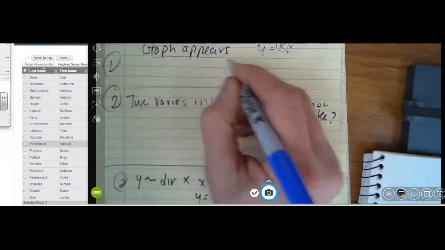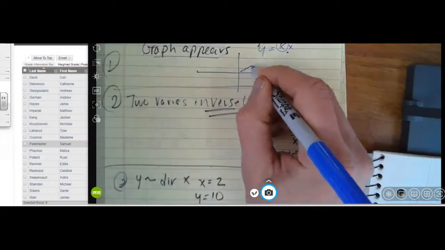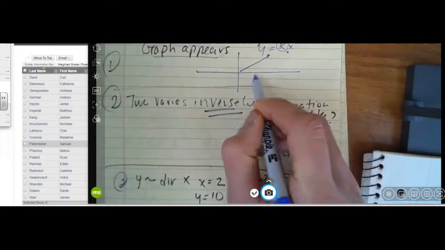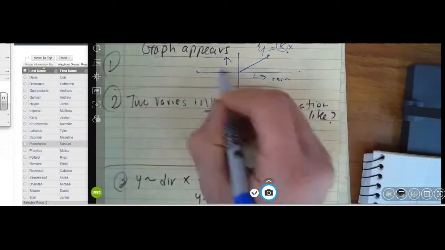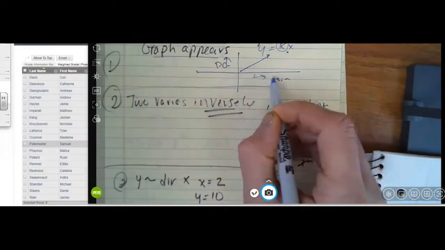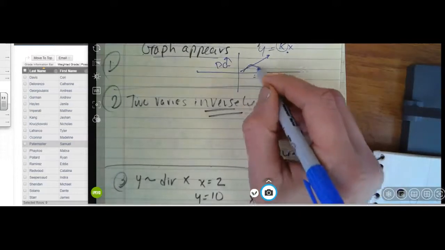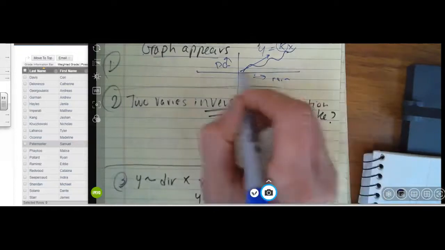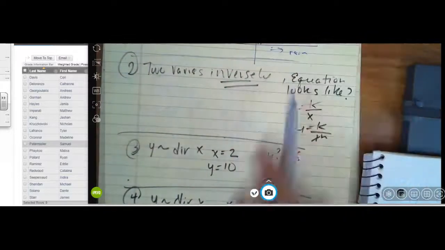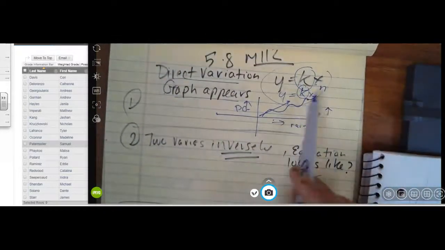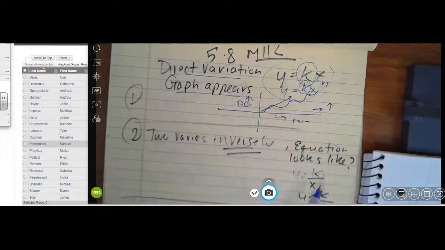So they're asking what the graph looks like for a direct variation. Well, it could be as simple as a straight line going this way. As one variable increases, so does the other. Like as the amount of rain increases, the amount of plant growth increases. Think about two things that go up together or down together. So the graph might look something like this, where as you move to the right, you also move up. That's direct variation, and that's what the equation and the graph look like, where one variable increases and so does the other one.